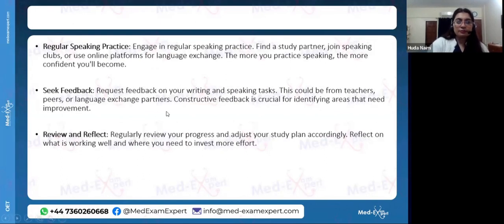Then regular speaking practice. Like I told you, do not delay your speaking until just before the exam dates. I have a lot of students who come up just 3 or 4 days before the exam, and then they try to learn how to speak properly and they want to practice very fast. So don't do that. If you have 1 month or 45 days to prepare for your exam, start speaking from that day onwards.